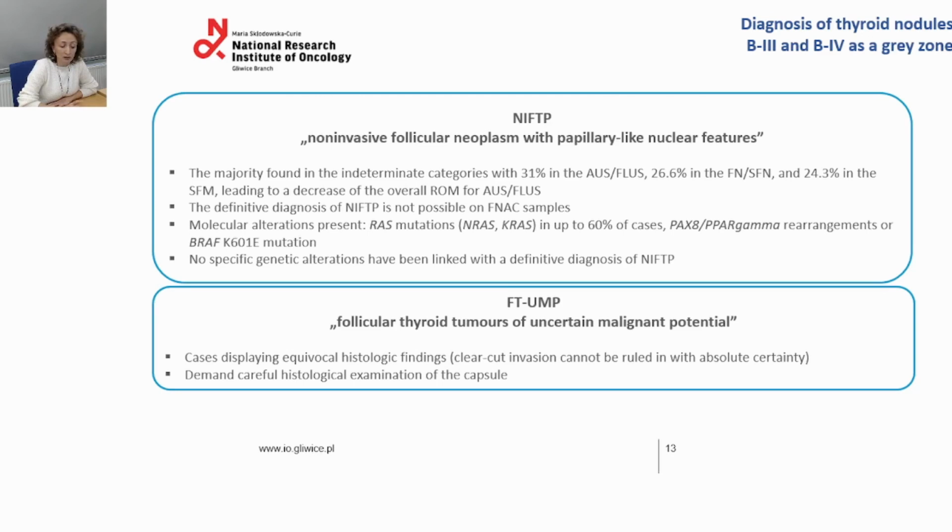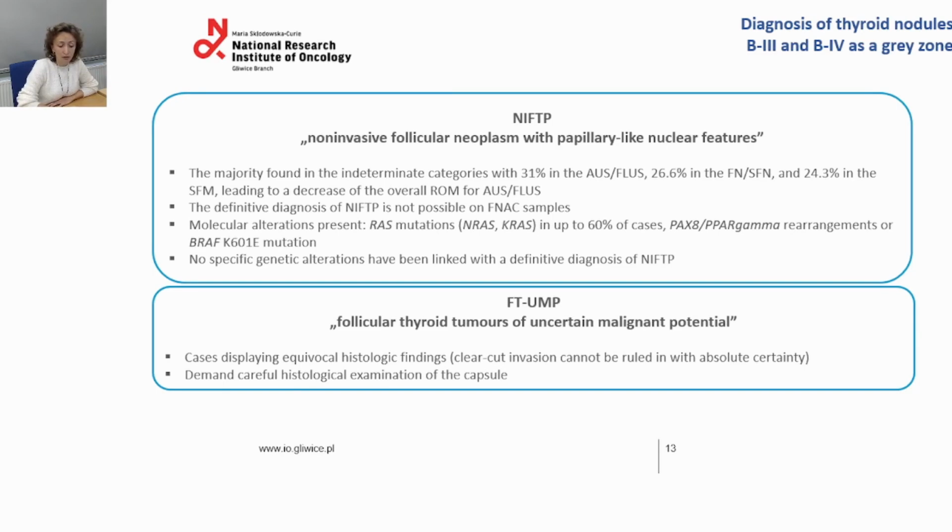Unfortunately, the definitive diagnosis of NIFTP is not possible on FNAC samples, and there are no specific genetic alterations that can be linked with a definitive diagnosis of these thyroid tumors. When it comes to molecular alterations present in these tumors, these are mainly RAS mutations in up to 60% of cases, but also PAX8/PPAR gamma rearrangements and the BRAF K601E mutation.